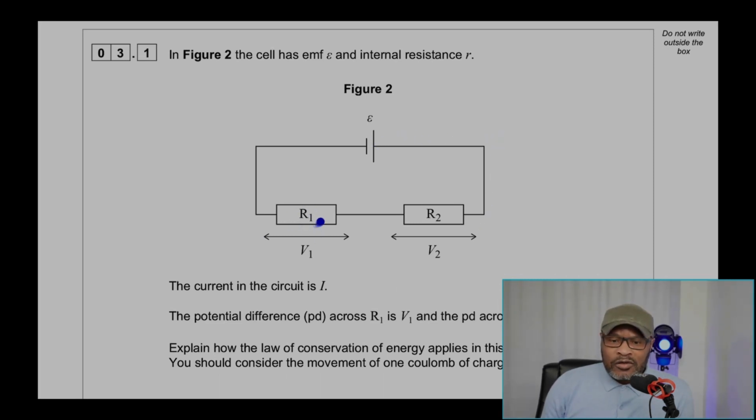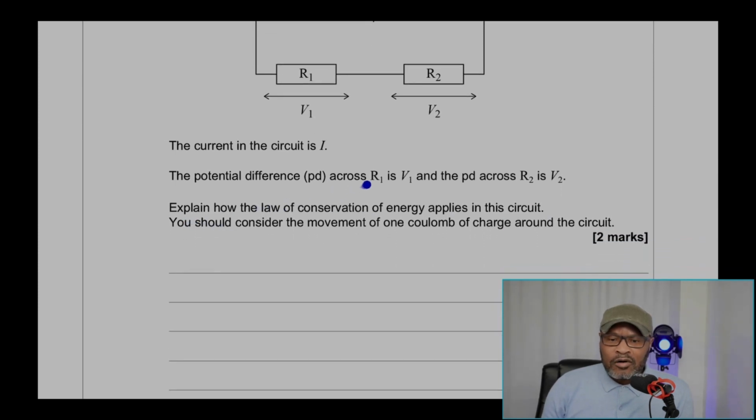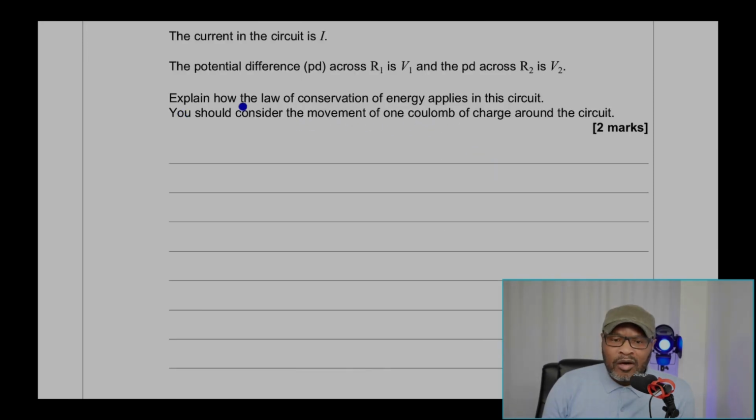We've got the load resistance and the terminal PD. The current in the circuit is I, the potential difference across the load R1 is V1, and the potential difference across the load R2 is V2. So those are the terminal PD. We need to explain how the law of conservation of energy applies in this circuit. You should consider the movement of 1 coulomb of charge, the electron, around the circuit.